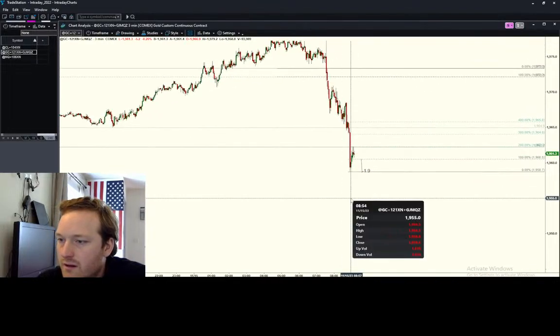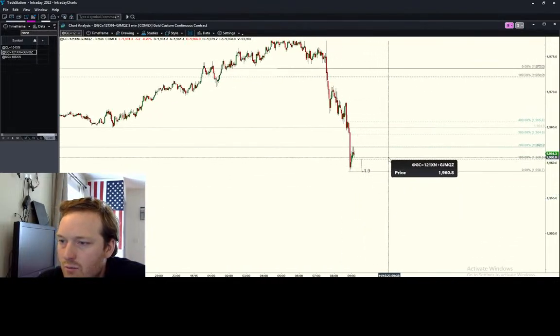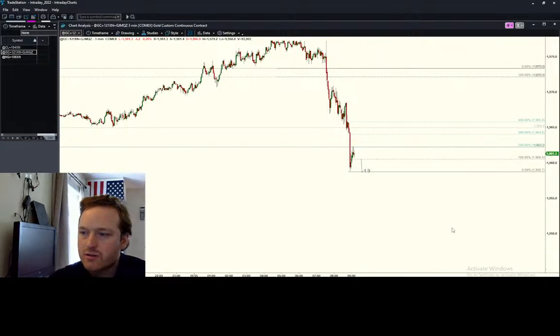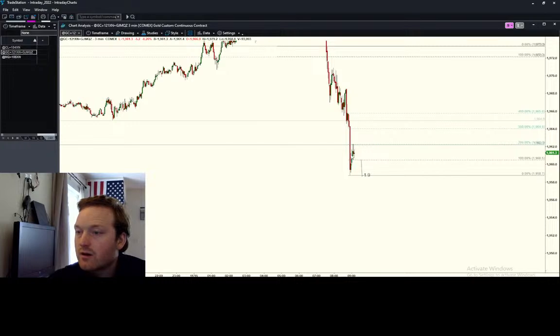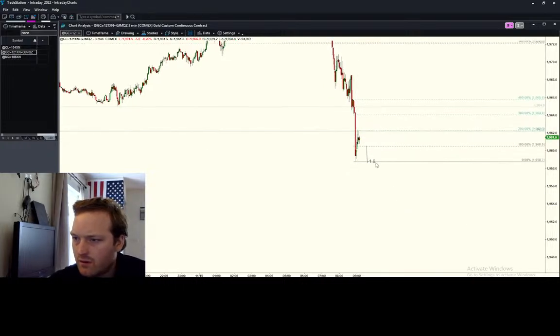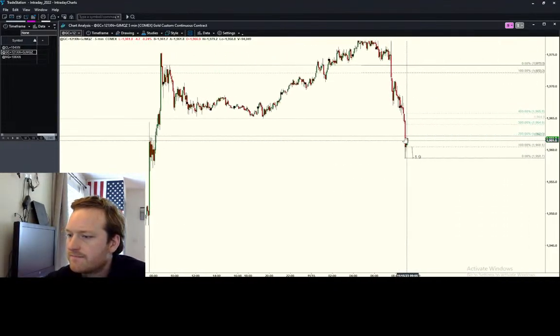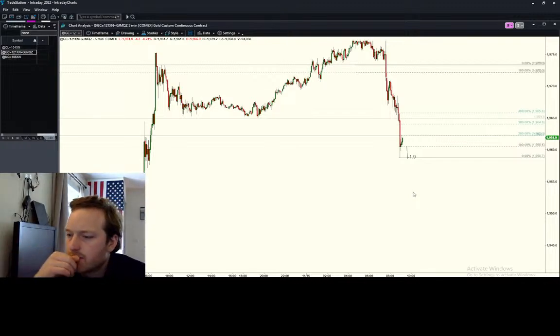Gold almost hit my entry, but I needed it to break lower to get into my entry. And I'd be in long for the ride upwards. But it might be running away from me.